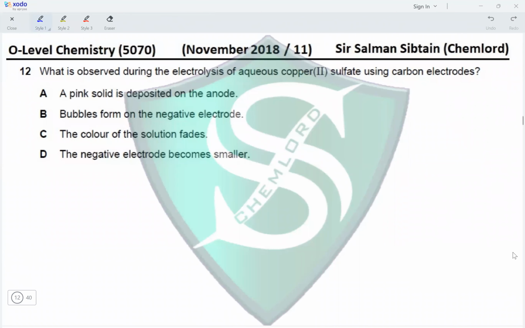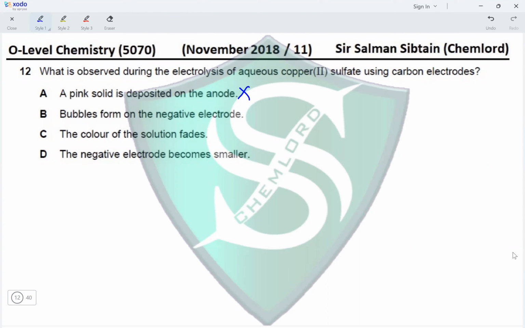Question 12. What is observed during electrolysis of aqueous copper sulfate using carbon electrodes? So now if it is carbon electrodes, it means that copper would be deposited at the cathode and oxygen would be liberated at the anode. So a pink solid is deposited at the anode? No, cathode.